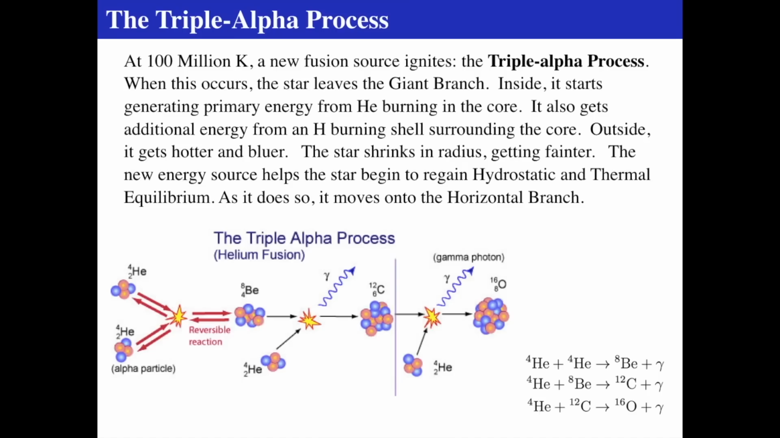It's not even remotely as efficient at producing energy as hydrogen fusion into helium. So you get all this additional hydrogen burning around. You get core helium fusion, which is extraordinarily sensitive to temperature. Then you have hydrogen burning around the shell, and the star shrinks a bit because now it can shrink. So as it shrinks, it raises the temperature. It shrinks in radius, it gets fainter, and it goes back to hydrostatic and thermal equilibrium again, using the triple alpha process as its primary source of energy.